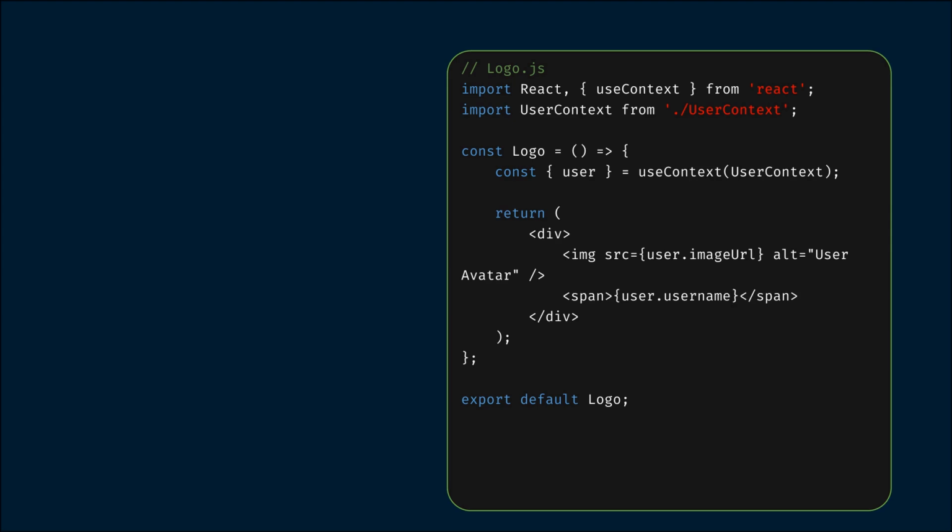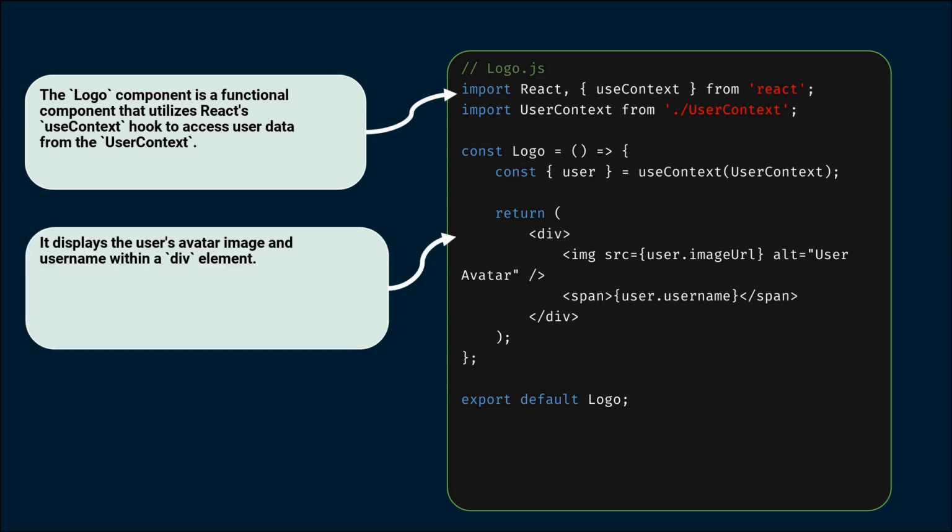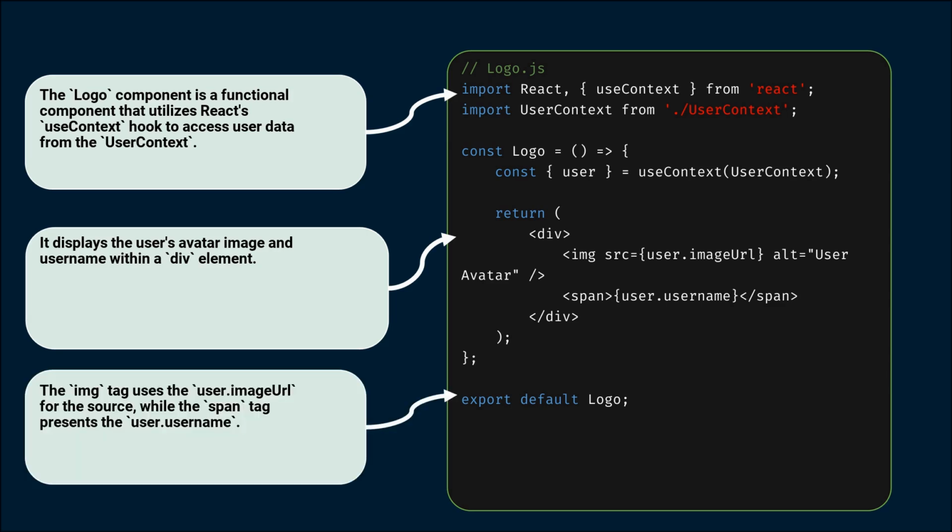Now let's see how we can implement the logo component to display the user's profile image and username. In this component, we begin by importing React and the useContext hook, which allows us to access our user data from the user context. We retrieve the user object directly from the context using useContext(UserContext), simplifying data access and reducing the need for prop drilling. The logo component then constructs a simple JSX structure that displays the user's avatar and their username. By rendering an image element with the source set to user.imageUrl, and a span containing user.username, we ensure the UI reflects the current user's information.